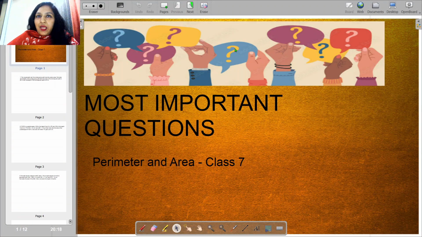In today's session, we are going to discuss most important questions from this chapter, Perimeter and Area from grade 7. So by now, I think you have already completed your chapter because your annual exams are approaching. So it is very important to go through at least these questions other than the NCERT. This is the basic that you all should know. Okay, so without further delay, let us begin the session.